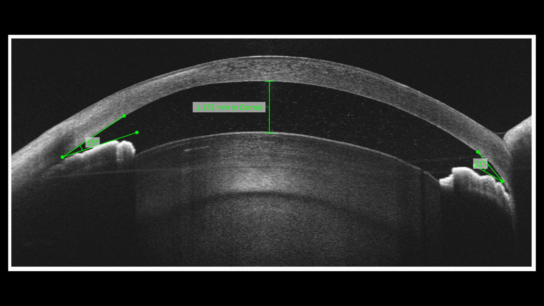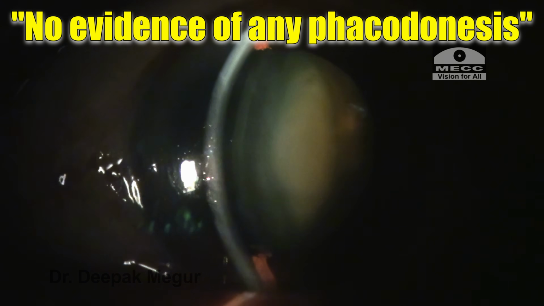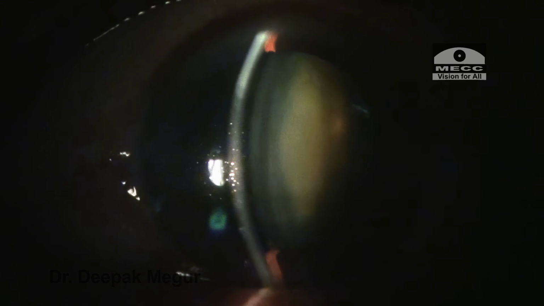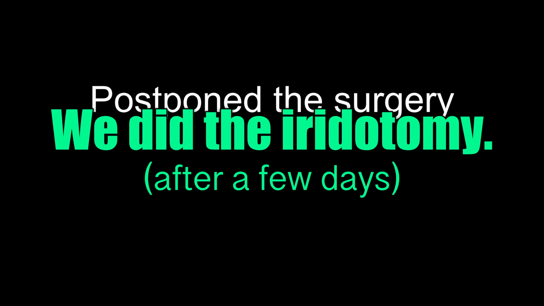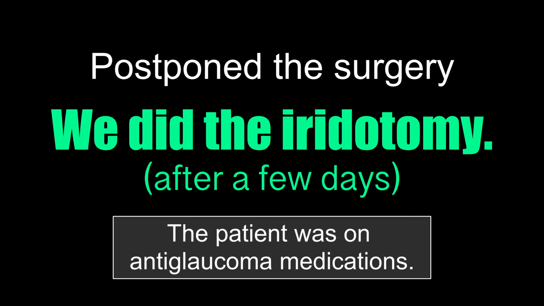And this is the anterior segment OCT picture of the angle and the lens. The striking observation here would be that the entire lens iris diaphragm appears to have shifted anteriorly. But mind you, at the slit lamp, there is no evidence of any phacodonesis. So it was a little bit of a peculiar thing. Anyway, I decided to postpone the surgery. So we did an iridotomy after a couple of days. Patient was on anti-glaucoma medications.